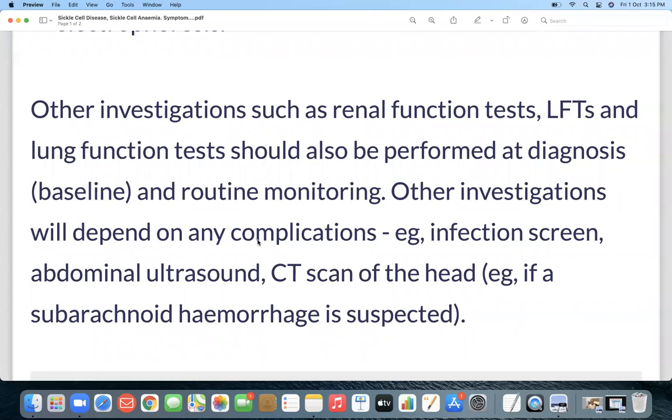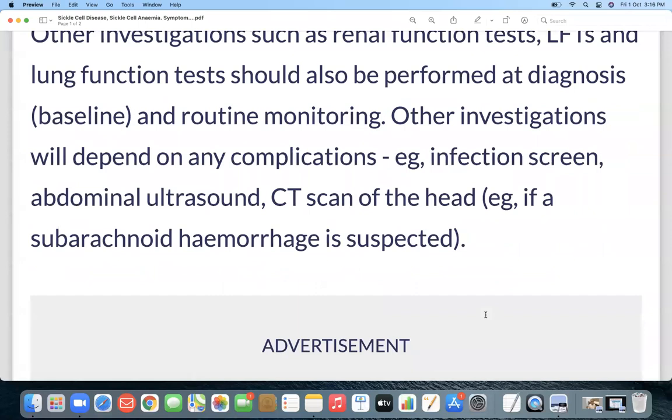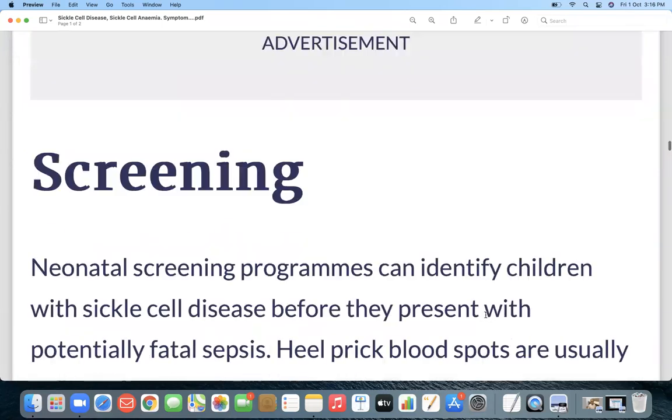Other investigations will depend on any complications. Like if the child has fever, you will go for infection screen, CBC, CRP, blood culture, and the specific cultures like urine if you suspect urine or something. Then abdominal ultrasound, CT scan of the head if subarachnoid hemorrhage is suspected, and also in cases of stroke.